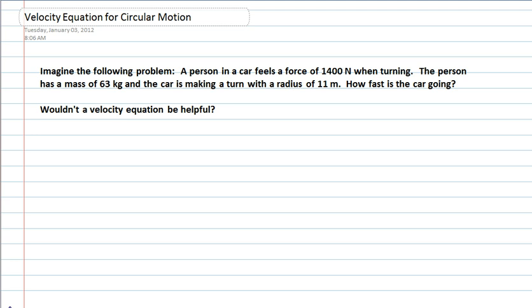Well, with the equation that we have, centripetal force equals 4 pi squared mr all over t squared. We know some of the information, but not all of it. We would know what the force is, the mass is, the radius, but we wouldn't know the period, and we wouldn't want to solve for the period. So what we want to do is come up with an equation that involves velocity. So let's start back with some basics.